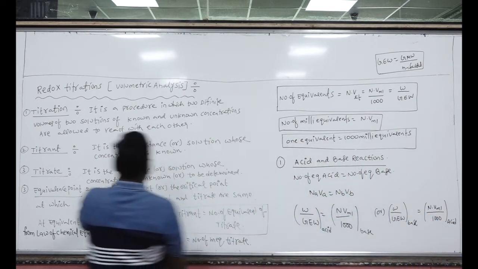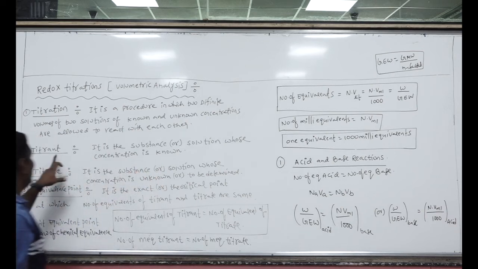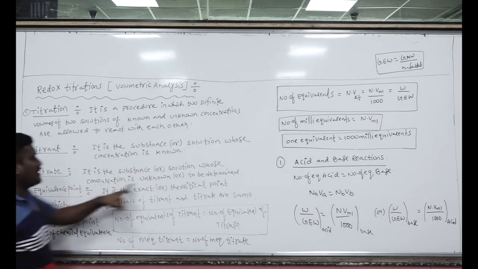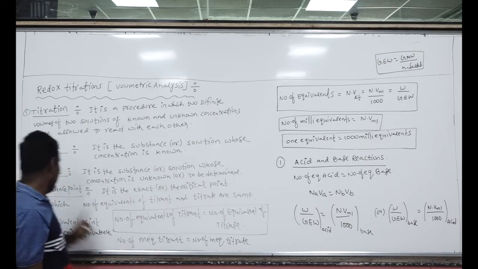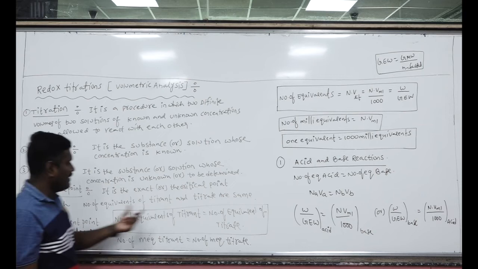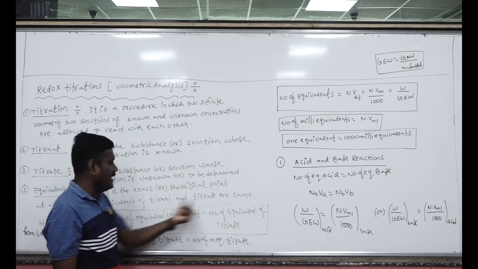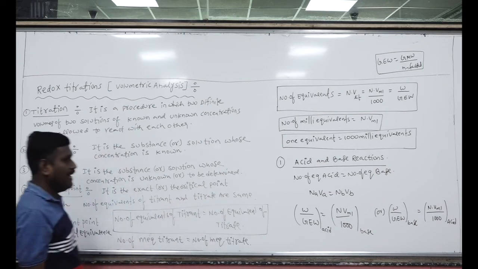Now the solution whose concentration we know, that is a titrant, and the solution whose concentration is to be calculated is a titrate. Titrant, known concentration; titrate, unknown concentration. And the equivalent point is that point or critical point at which number of equivalents of titrant and titrate are equal. Okay.